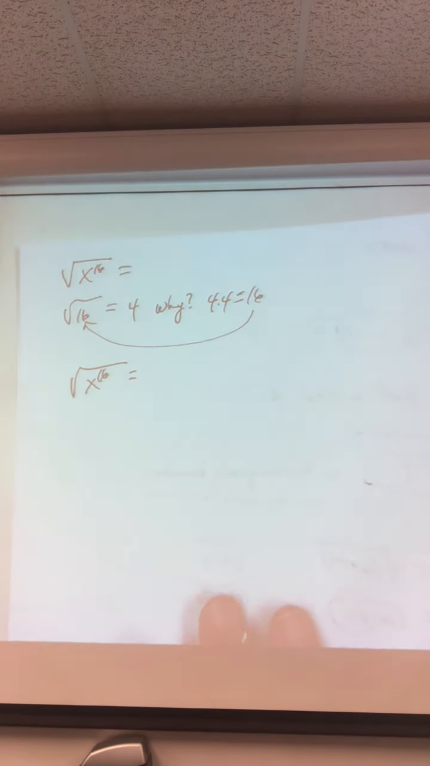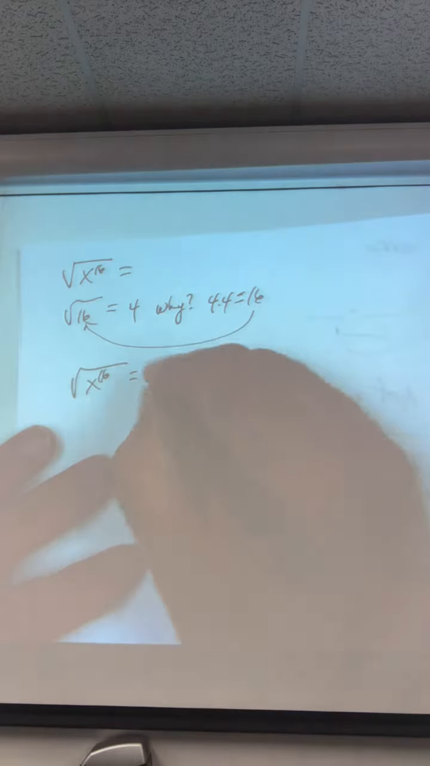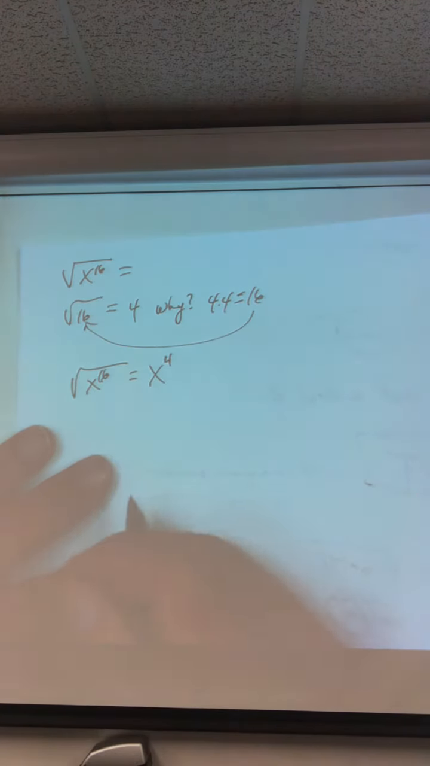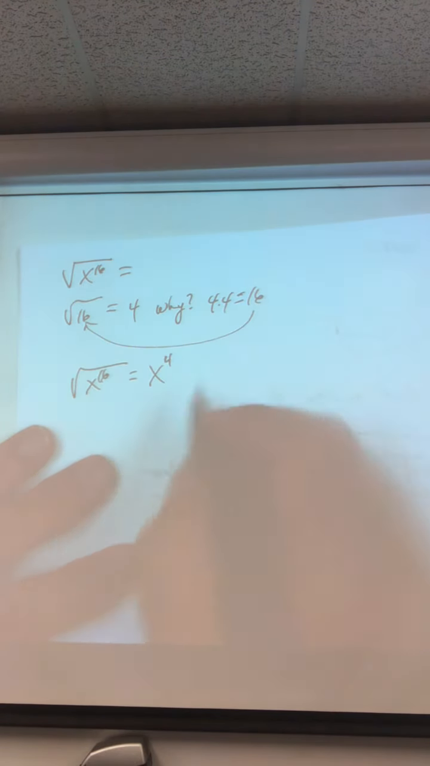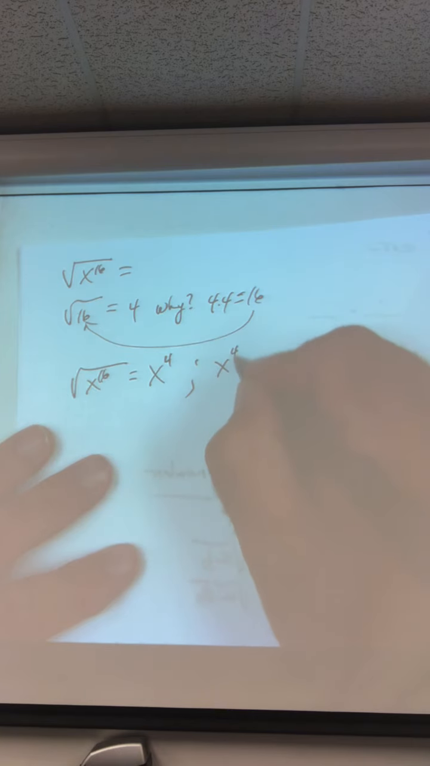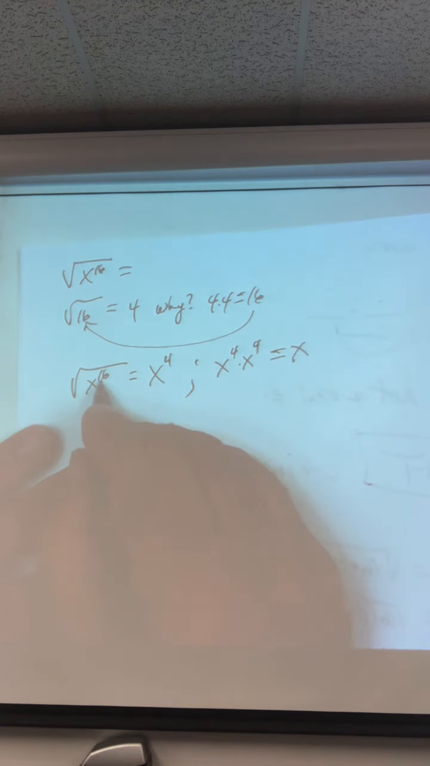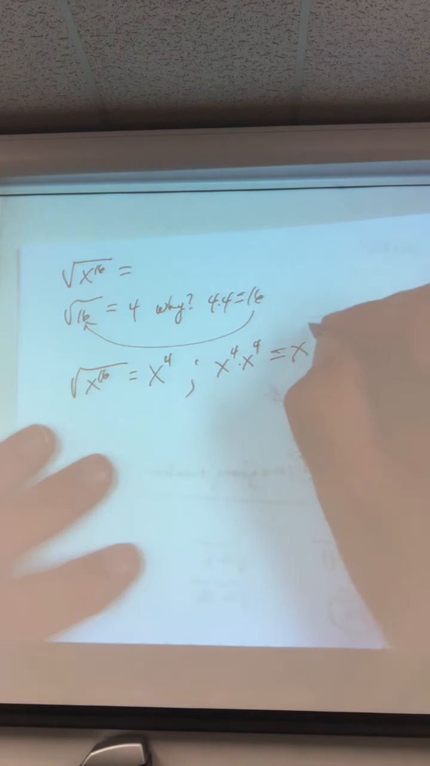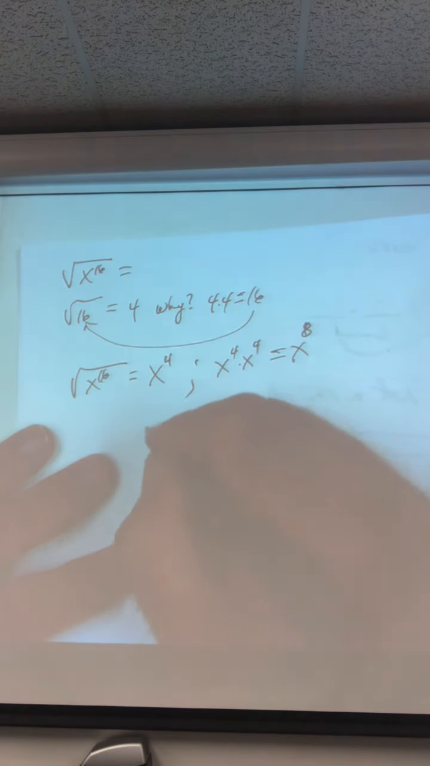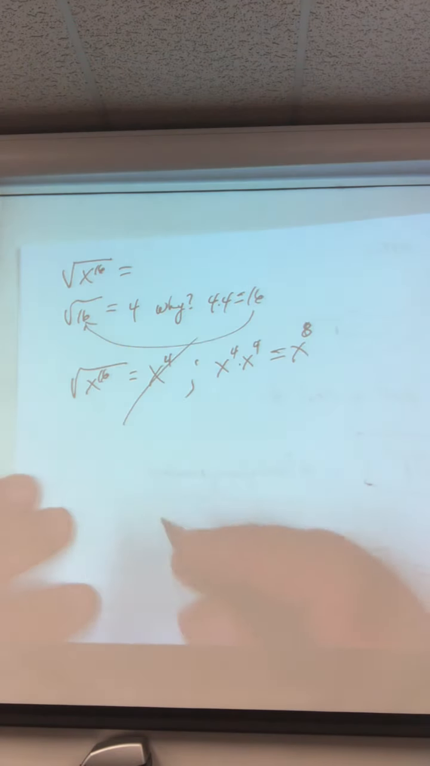Now, let's do this. Square root of x to the 16th, which is a completely different problem. Let me show you first of all what it is not. It is not x to the 4th. Here is why. If you take x to the 4th times x to the 4th, and you do that properly, do you get x to the 16th? No, you do not. You get x to the 8th. So this is not correct.